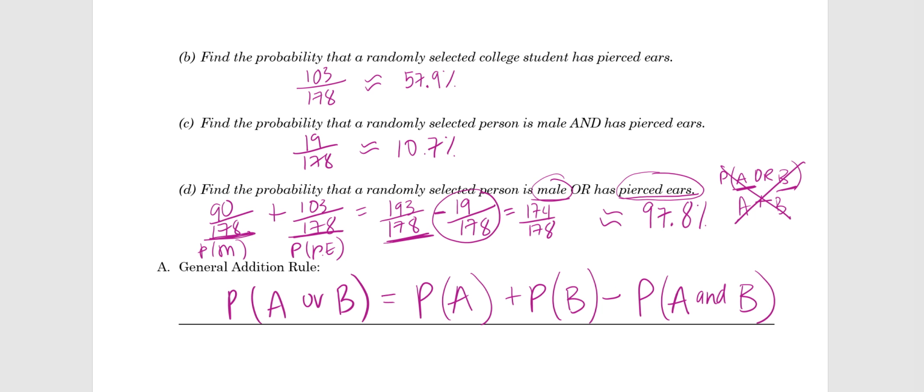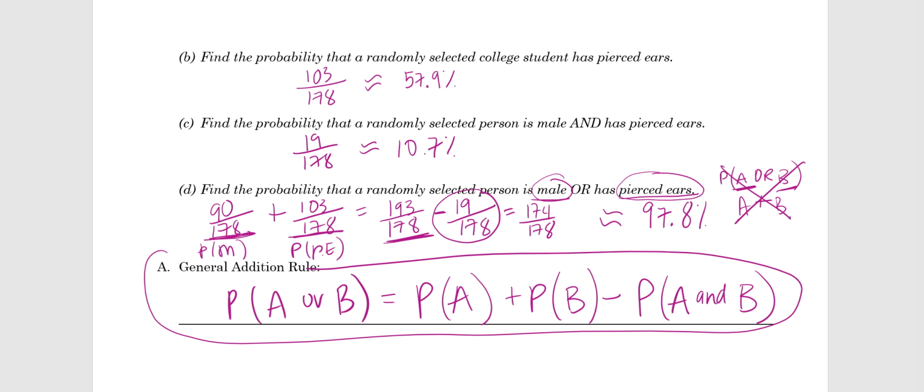So, all of that to say, this guy is the general addition rule. He's a big deal. He kind of comes up a lot. We're going to look at other examples where we need to use those, but we're going to do that using Venn diagrams and two-way tables.